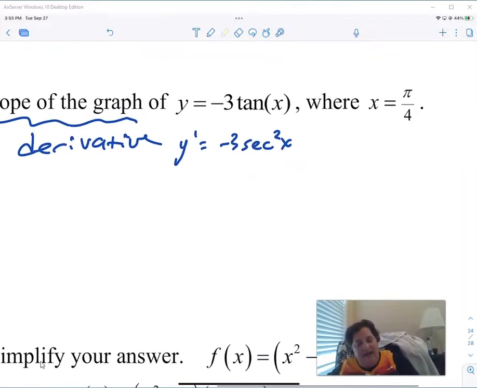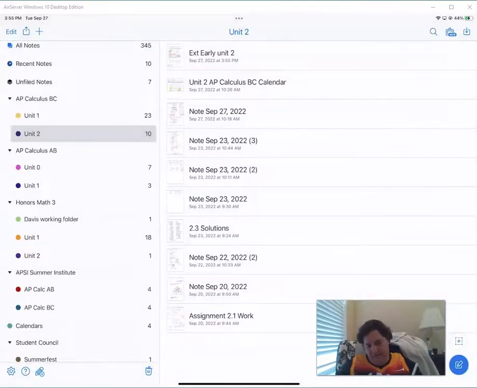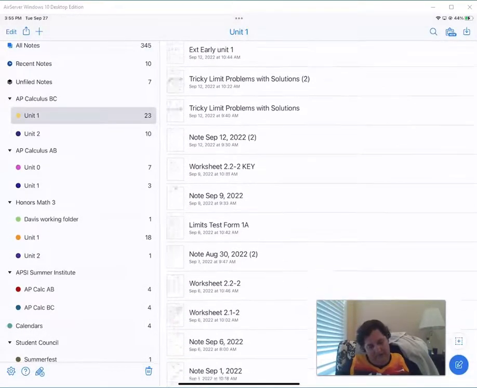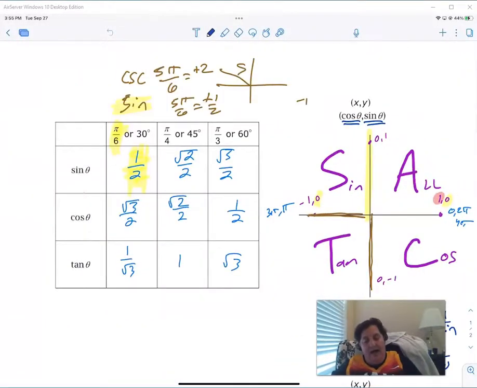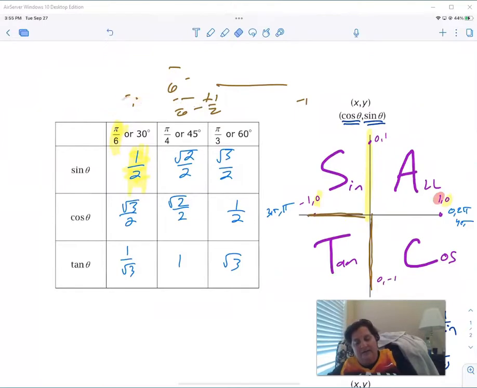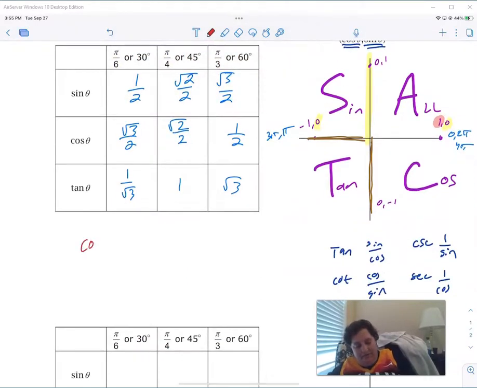And now I have to evaluate that at pi over 4. So I need to basically figure out what the secant squared of pi over 4 is. Okay, you guys got to start getting a little bit used to your best friend charts, right? Do I have it in here? No. Do I have it in here? Best friend chart. Okay. I'm trying to find secant squared pi over 4. Okay, secant is not on here, right? So I need to actually do cosine.